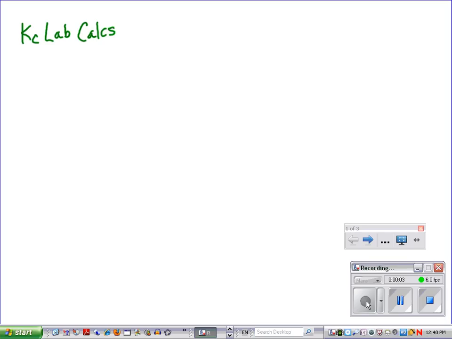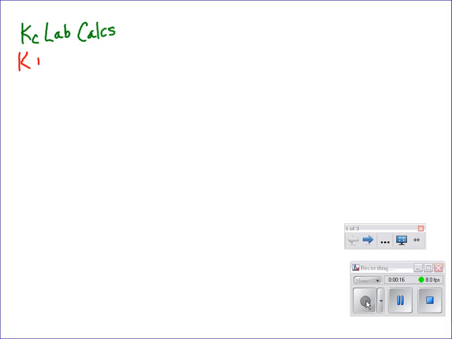All right, today I'm going to go over with you guys your expectations for the calculations for the KC lab. Ultimately, your goal is to prove that K at a specific temperature is constant, or KC as it is. So you have done the lab, and you have actually done 4 different trials, and then you had a 5th trial, which was your standard.